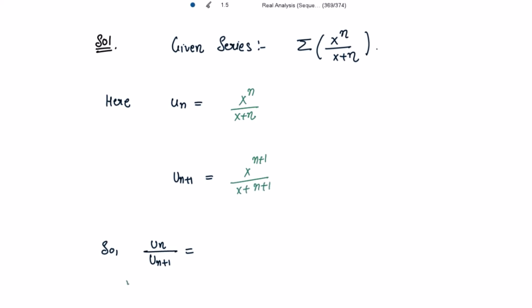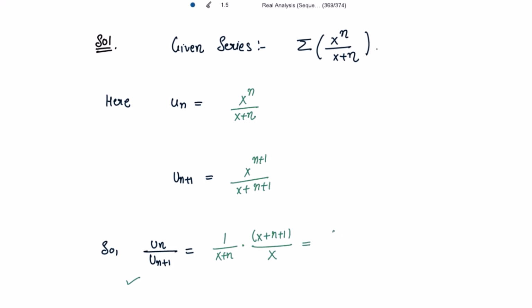And then we find this ratio. So x to the power n divided by x plus n into, in the denominator we have x to the power n plus 1 and x plus n plus 1 in the numerator. We can write this denominator as x to the power n into x, so that I can cancel this x to the power n with this. So we are having x in the denominator after cancelling x to the power n, and 1 here.